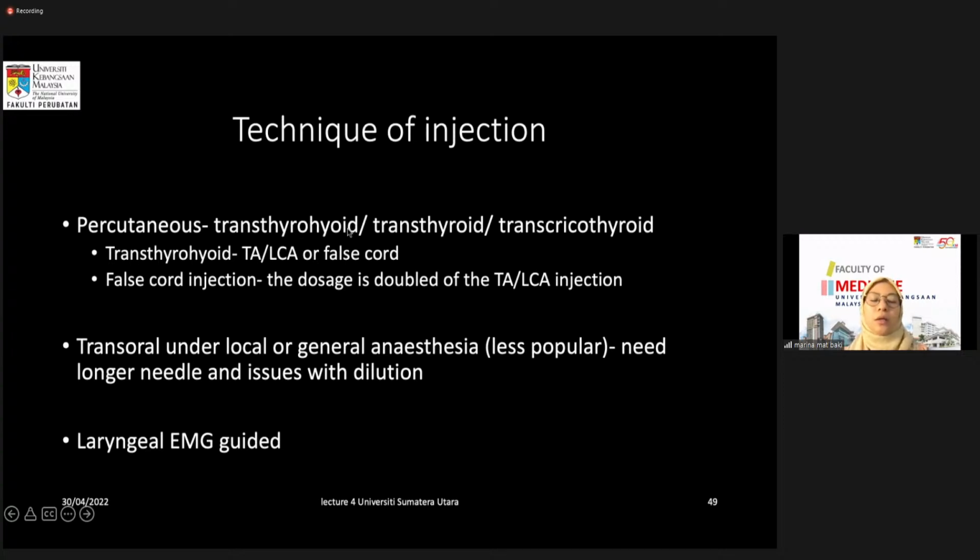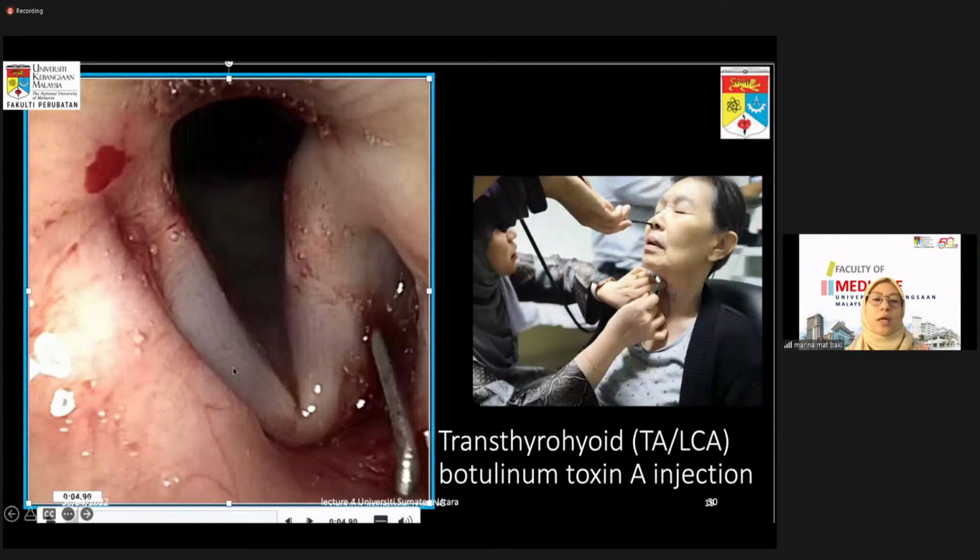So normally we use the local percutaneous approach. You can do either transthyroid or transcricothyroid. And another way of doing it is by using laryngeal EMG to enhance the accuracy. So this is the way we can do it if we do percutaneous, using a double bend needle through the neck. Okay, this is the paraglottic space. When your needle enters the paraglottic space, the botulinum toxin will be infused in this muscle. What are the muscles in the paraglottic space? Thyroarytenoid as well as lateral cricoarytenoid at the back here.